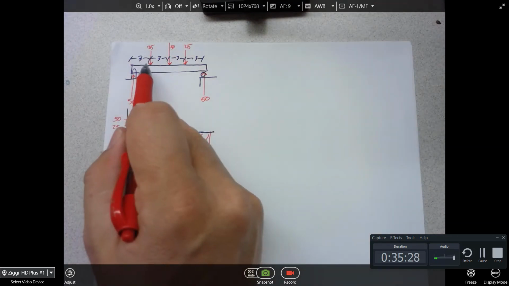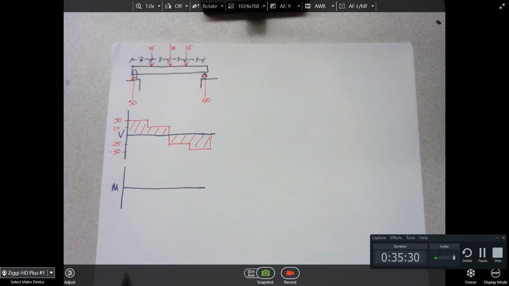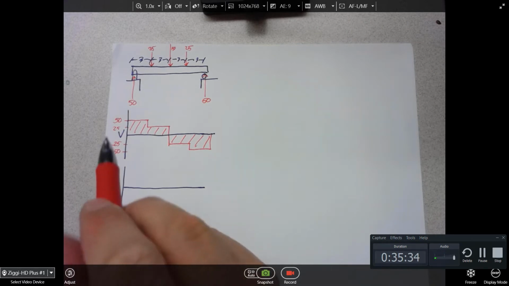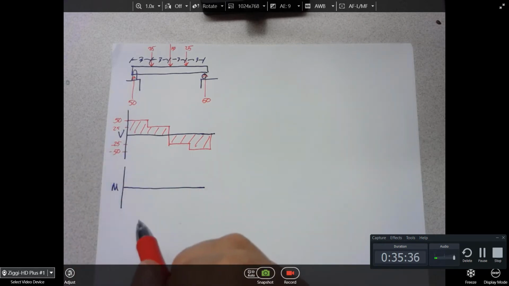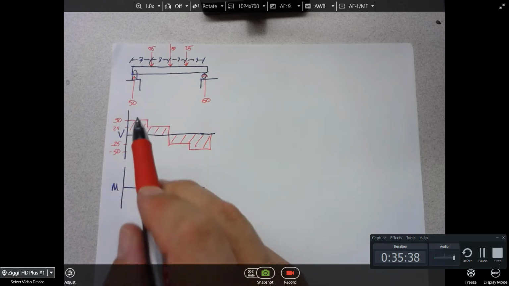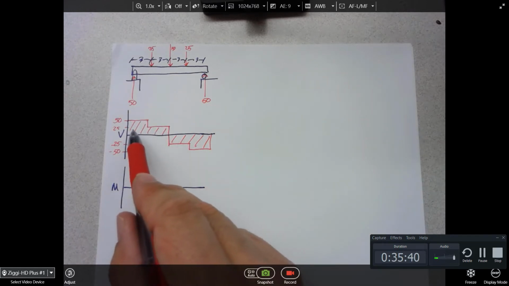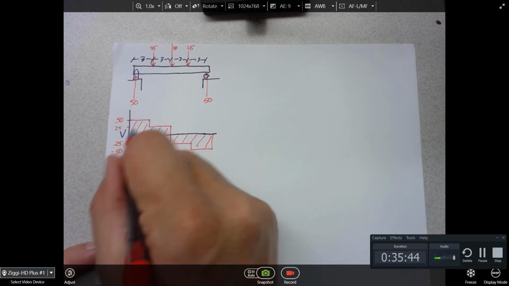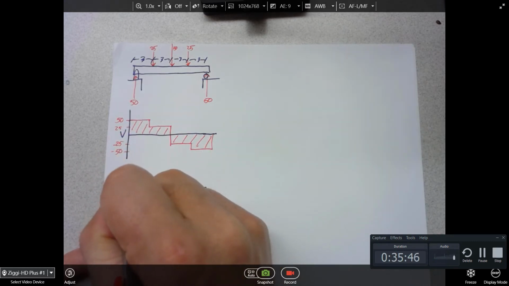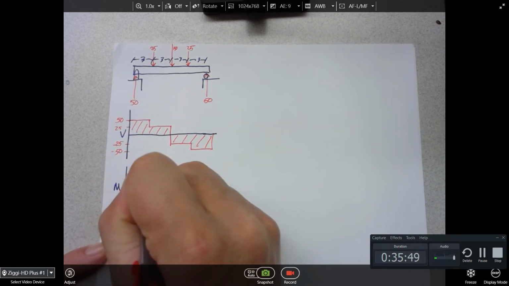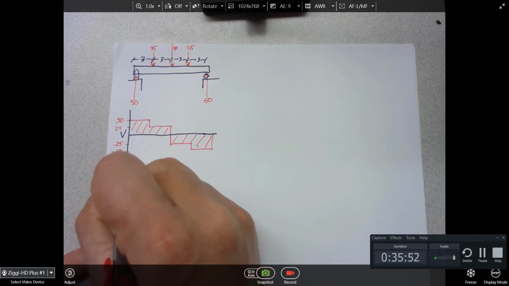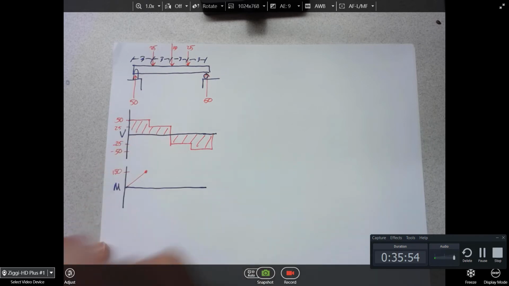So what's the change in the moment diagram as I go from 0 to 3? No. Change in the moment diagram is the area underneath the shear diagram. So what's the area underneath the shear diagram from 0 to 3? 150, right? And it's positive. It's above this axis. So I have a slope that's something like this, and I get to 150 because it's just 3 times 50.